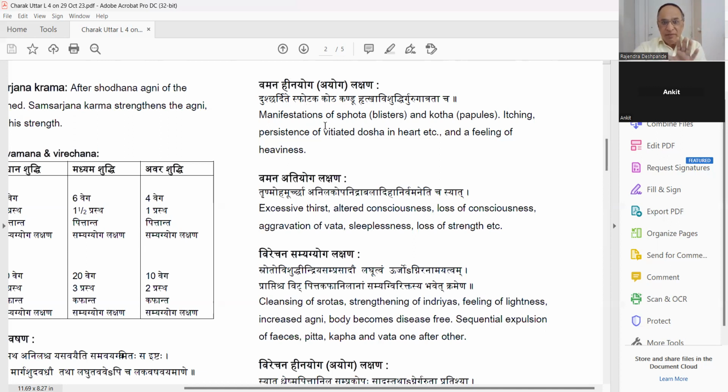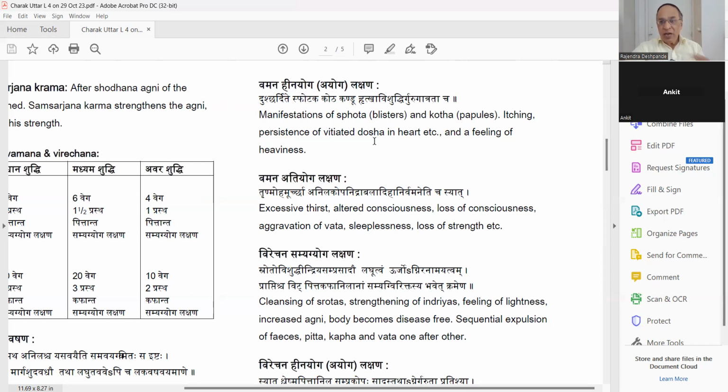I am sorry, I will try to see the translation, that is more important. When there is not proper Vamana, there will be blisters, like a skin problem. You can see skin problem. Papule, swelling, little bit. First is a macule, then papule, then pustule. Pustule is pus. Papule is a little bit of elevation, like a blister. Itching will be there all over the body. After 2-5 days, itching will be there.